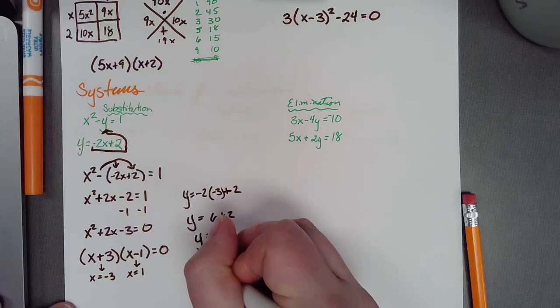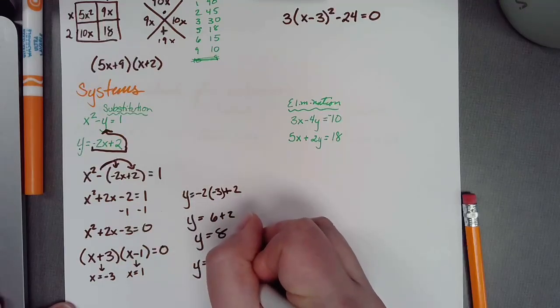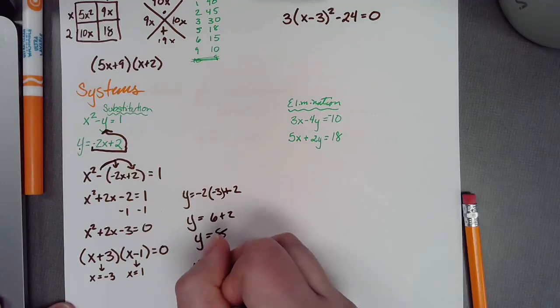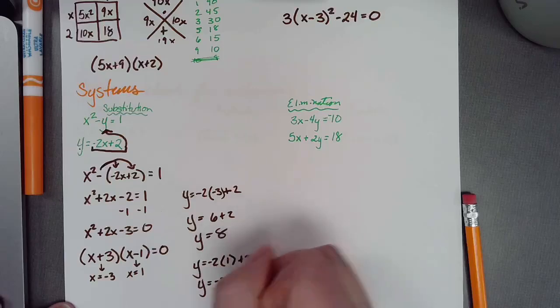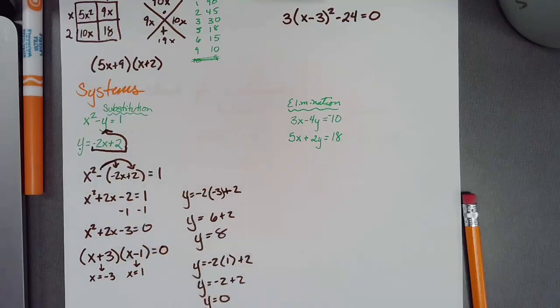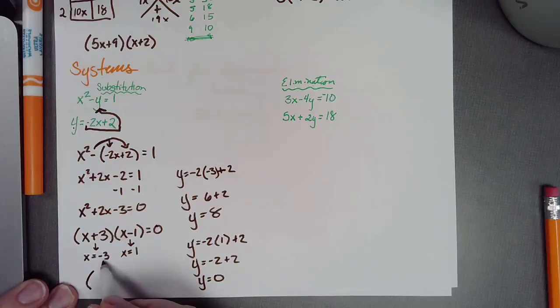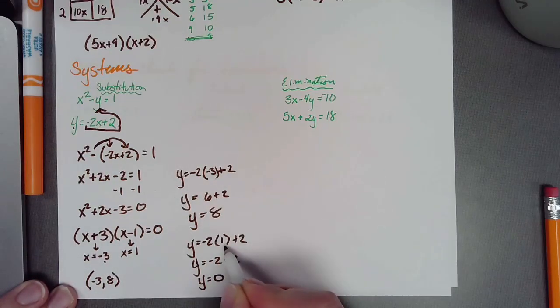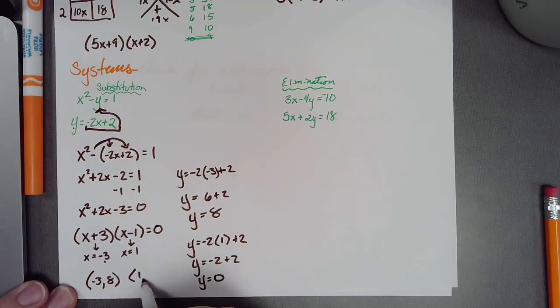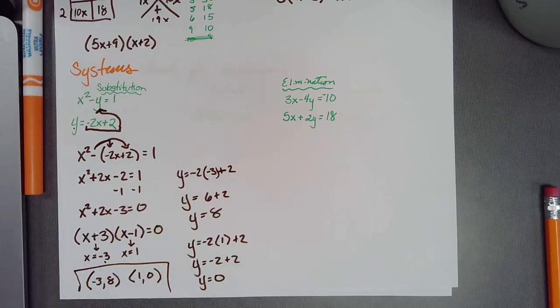And then if I plug in the 1, exact same setup, I get 0. So my solutions should be written as a pair of coordinate points. And since I plugged in -3 and got out 8, that's my first coordinate pair. And when I plugged in 1, I got out 0. That's my second coordinate pair. So this would be what I would be looking for in that case.